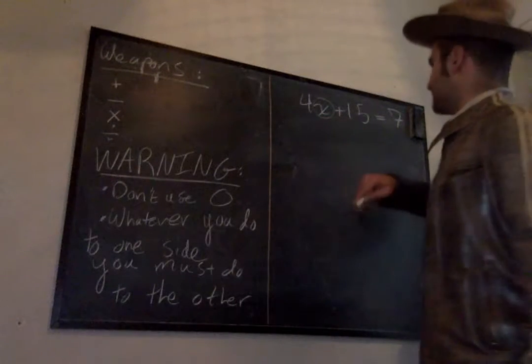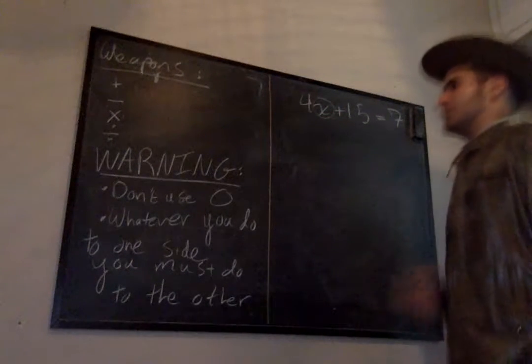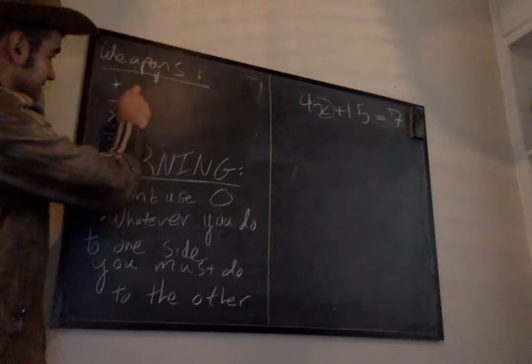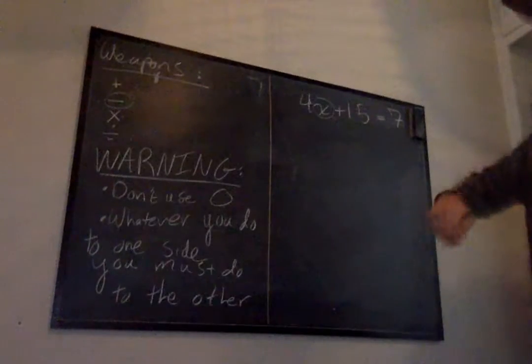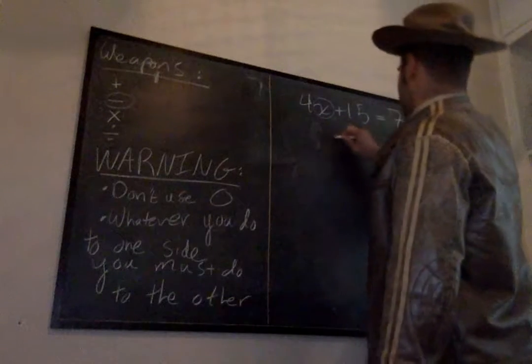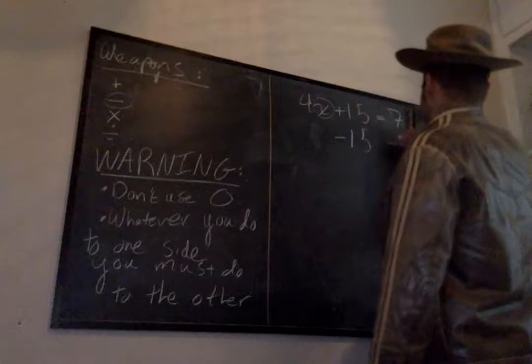Alright, what's the first tool we're going to have to use? Our first weapon of choice is going to be subtract. What are we going to subtract? Well, we're trying to get X by himself, right? So, we got to subtract 15 on both sides here.